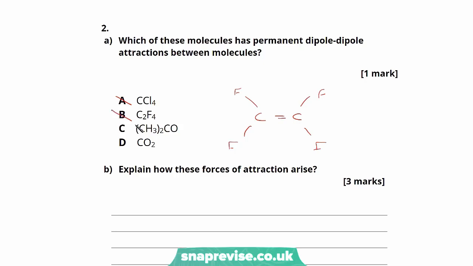So we can eliminate option B. Looking at options C and D, we know that carbon dioxide has a linear shape and will therefore be symmetrical, and therefore will not have an overall permanent dipole. As a result, we can see that option C is the correct answer and will have permanent dipole-dipole interactions, as a permanent dipole will exist.